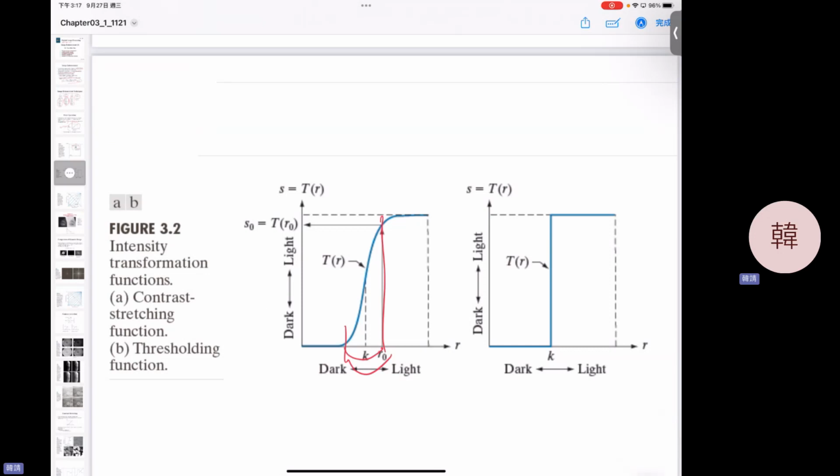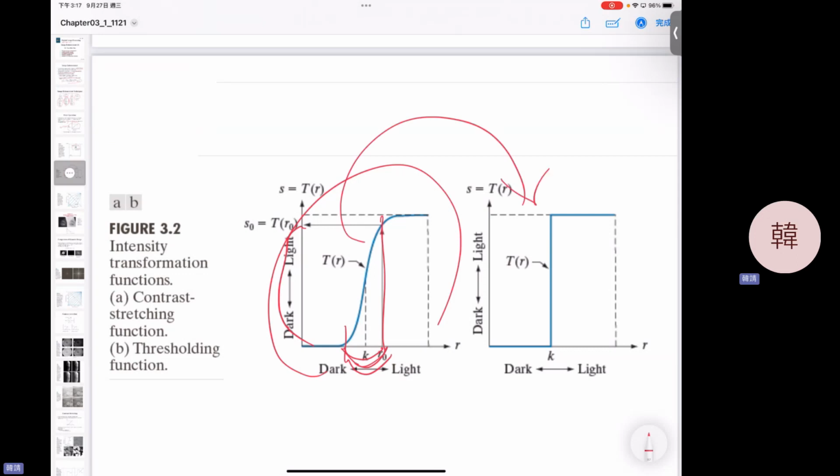So in that sense, if you provide this kind of transformation, what's your purpose? You stretch out this small range of the intensity levels, and it becomes a very high dynamic range here, right? So your image will become very enhanced, with more contrast in your content. And the extreme level is like this one.